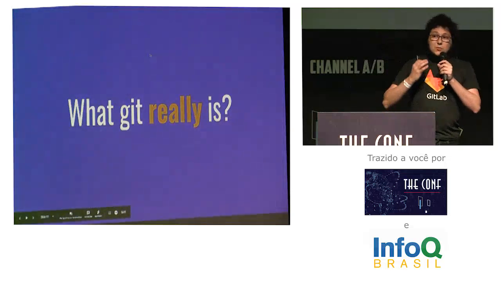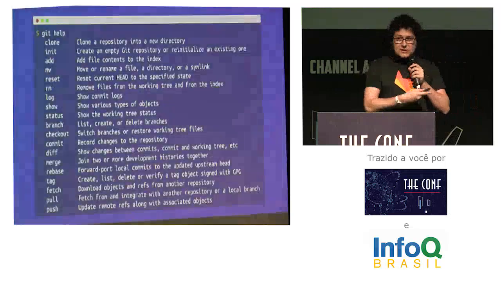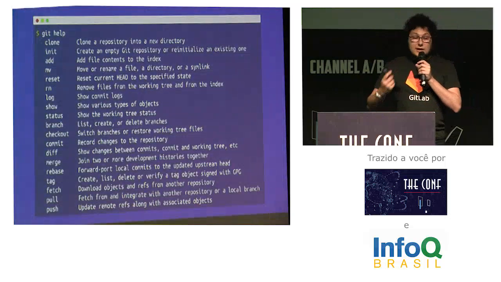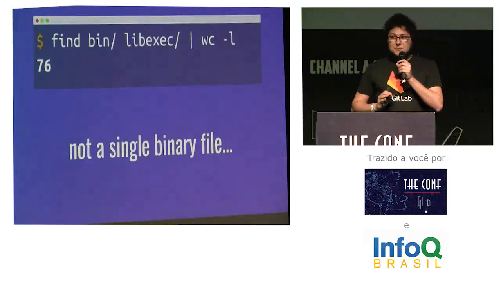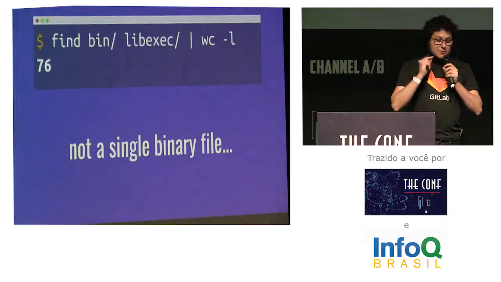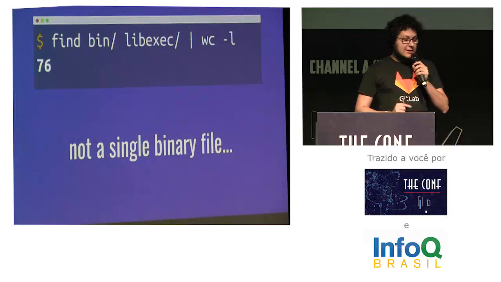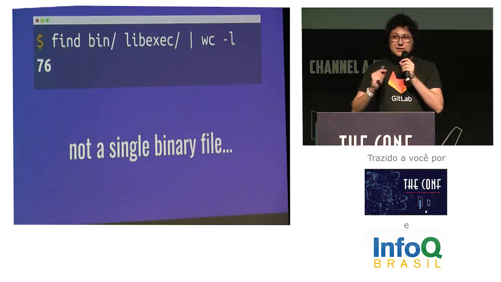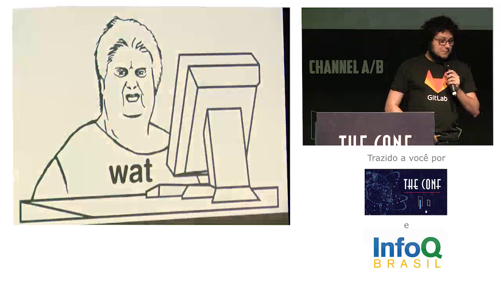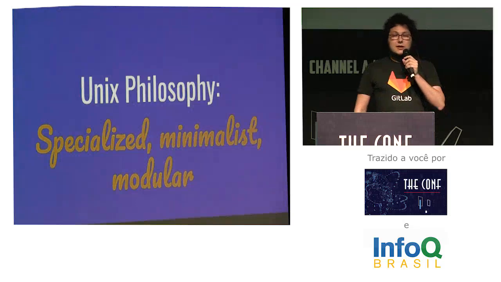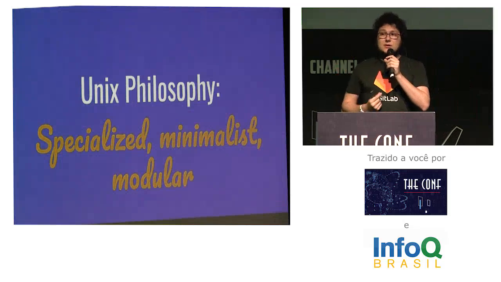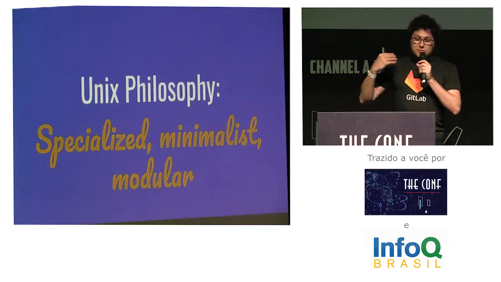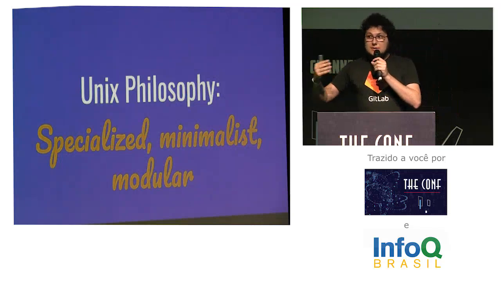So what Git really is? You know that this is the Git that you use, but what is it really? It's not a single binary file, just to start. If you try to look at the Git installation, you will find that it's actually 76 executables. What? Yeah, Git follows the Unix philosophy of specialized, minimalist, modular, tiny files that work together to provide the final outcome that you want.